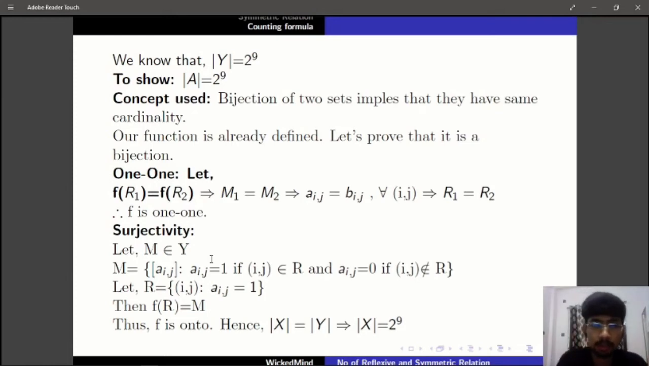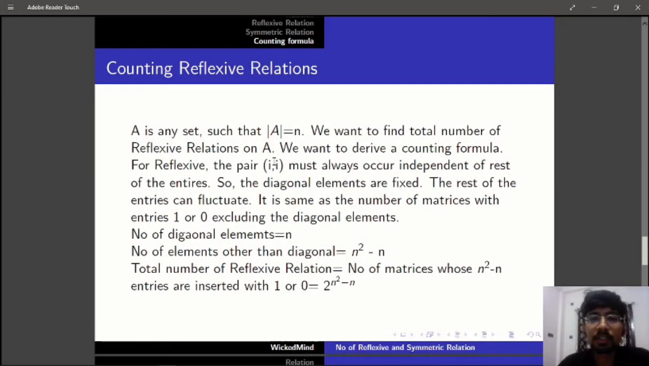Done. Next, counting reflexive relations. Let us consider a set A having cardinality n. We want to find the total number of reflexive relations on A. So we want to basically derive a counting formula. What was a reflexive relation? It was a relation which has all the ordered pairs (a, a) for all a belonging to A. So we will convert this into matrix form, then we will count it.